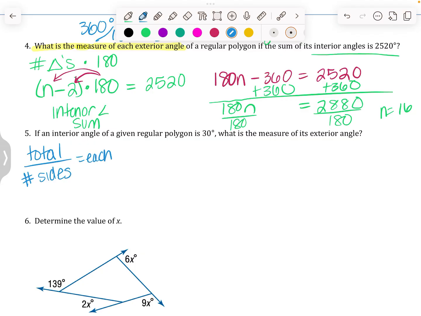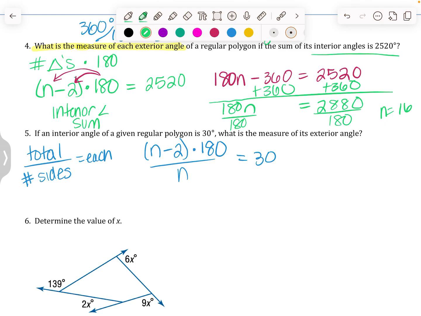Remember, we find the total by taking the number of sides, subtracting 2. That gives you the number of triangles that it has. Then you take that times 180 because there are 180 degrees in each triangle. Then you divide it by the number of sides to get each interior angle. And if each interior angle is 30 degrees, our equation is going to look like this to start. Then we're going to need to solve for n.